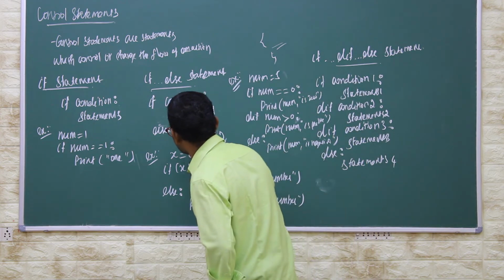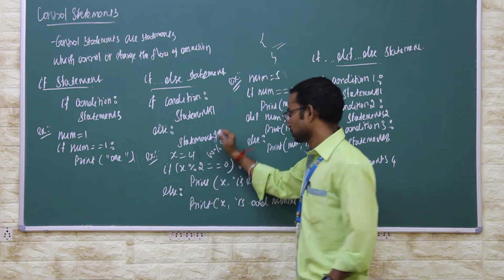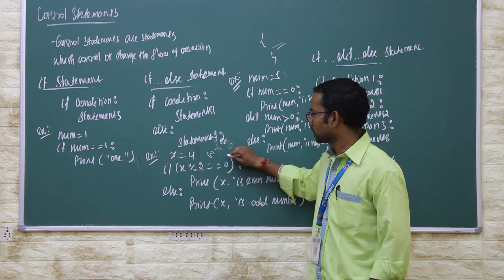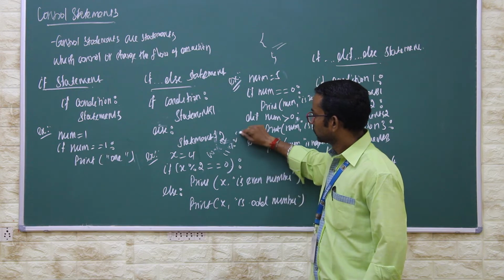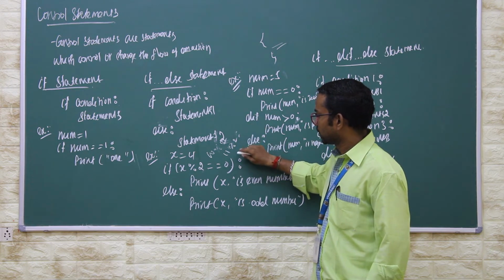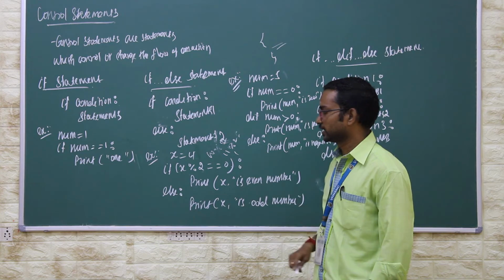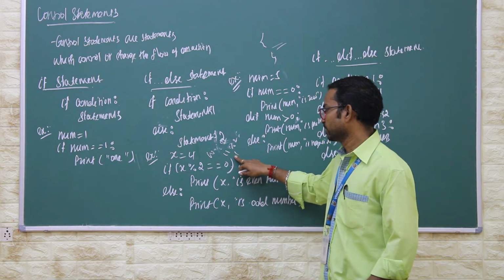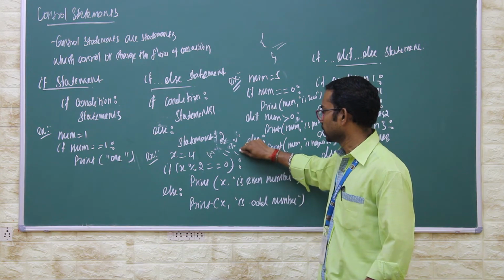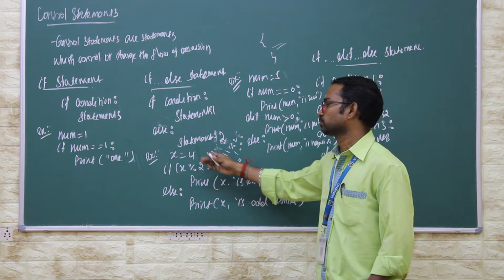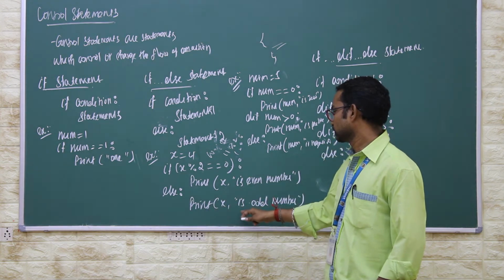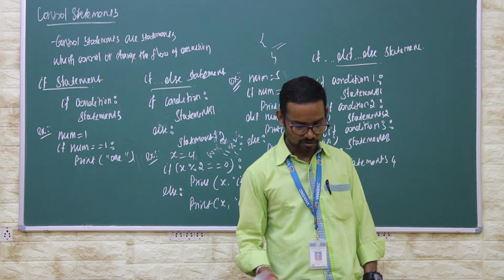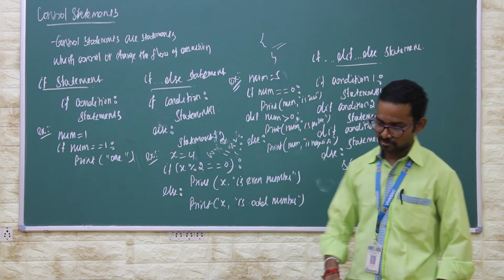Suppose x is assigned the value 11. Now what does the condition do? With x as 11, 11 modulo 2 gives a remainder of 1. This modulo operation gives the remainder, which is 1. 1 double equal to 0, this condition is false. False means the else statement is executed, and the output displayed is 11 is odd number. This is also called the if-else statement.